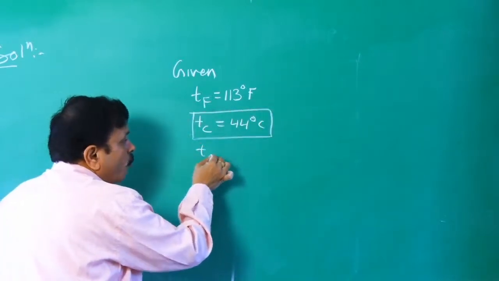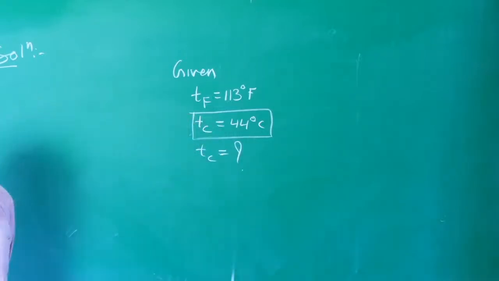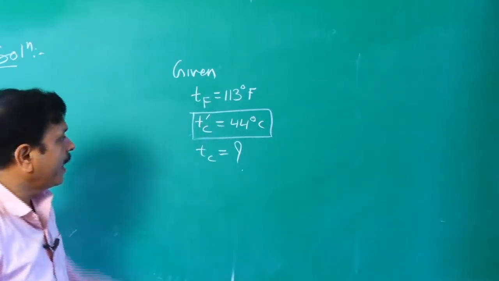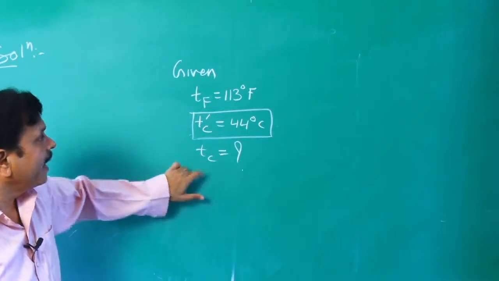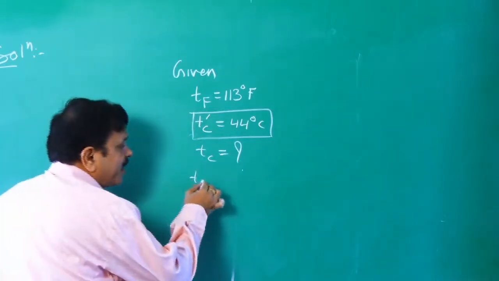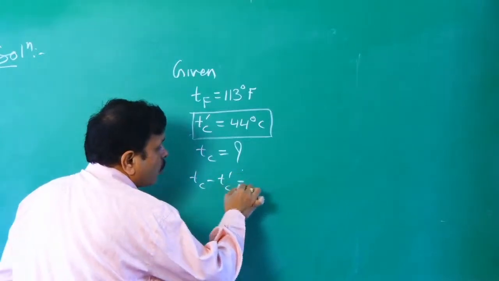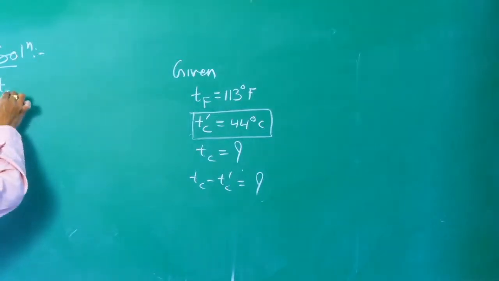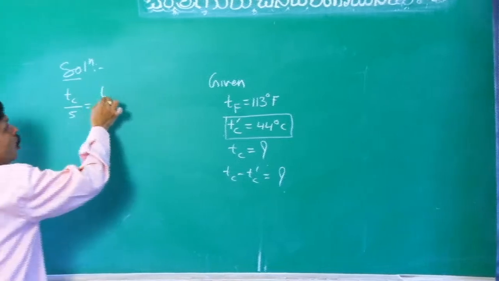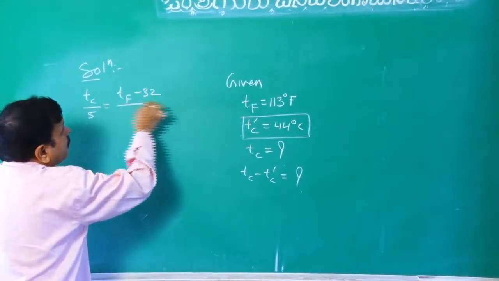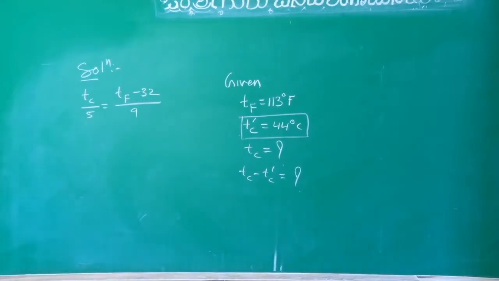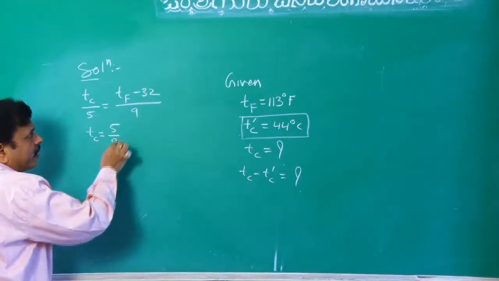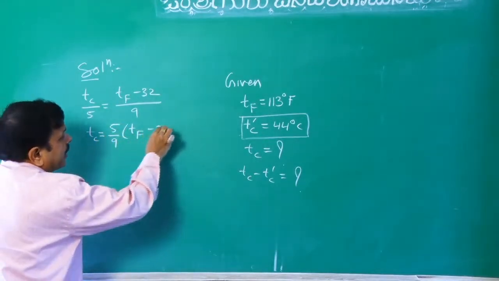So what we have to do? We have to first find the temperature in Celsius. Then we find the difference; we'll write the faulty reading as Tc dash. First we find the value of Tc and then the difference Tc minus Tc dash will be the correction that has to be applied. Now we know Tc divided by 5 is equal to (Tf minus 32) divided by 9, is the relation we have got. So Tc is equal to 5 by 9 into (Tf minus 32).